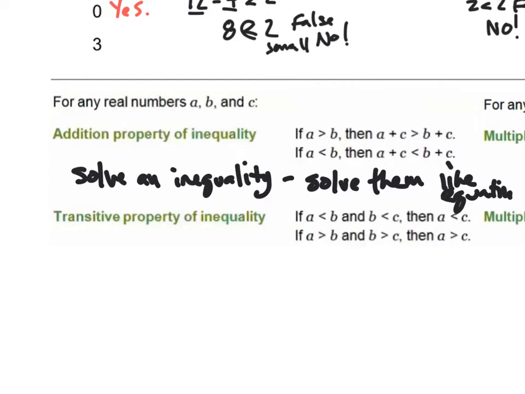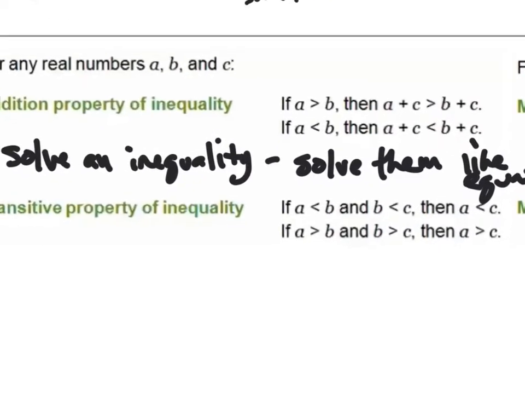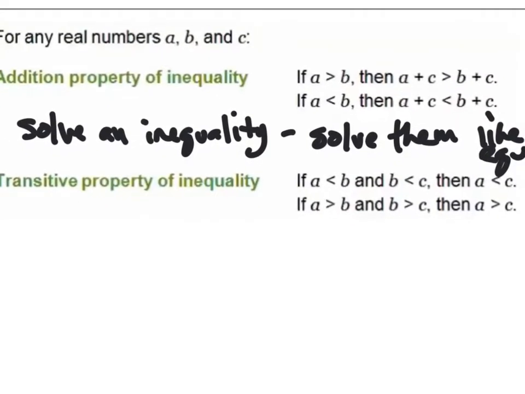Do you guys have enough room on the bottom of this page? Okay, here's what I want to do. Let's talk about the transitive property real quick. If A is less than B and B is less than C, then A is less than C. All right? So let's actually put this into context.